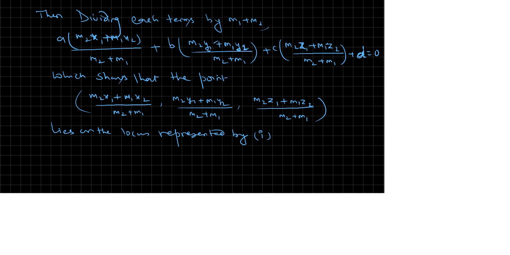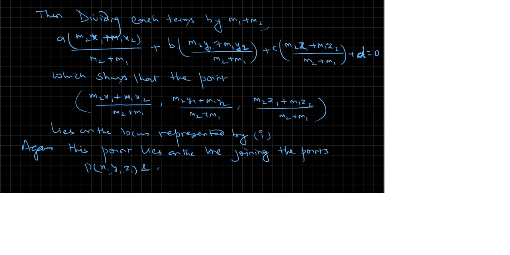Again, this point lies on the line joining the points P (x1, y1, z1) and Q (x2, y2, z2) and divides it in the ratio m2 is to m1.